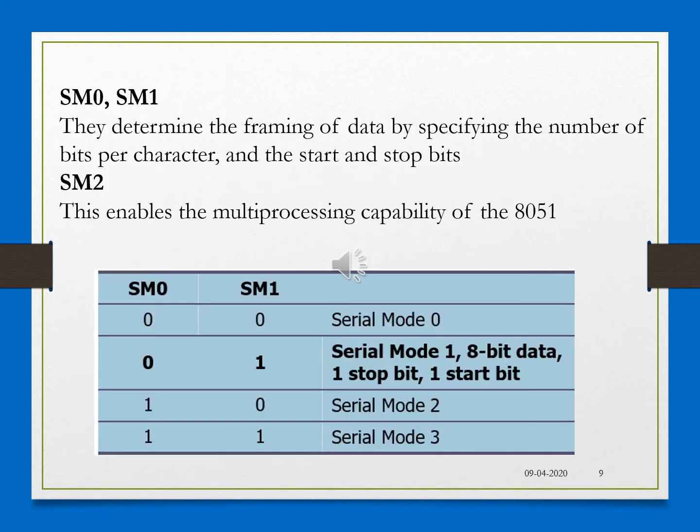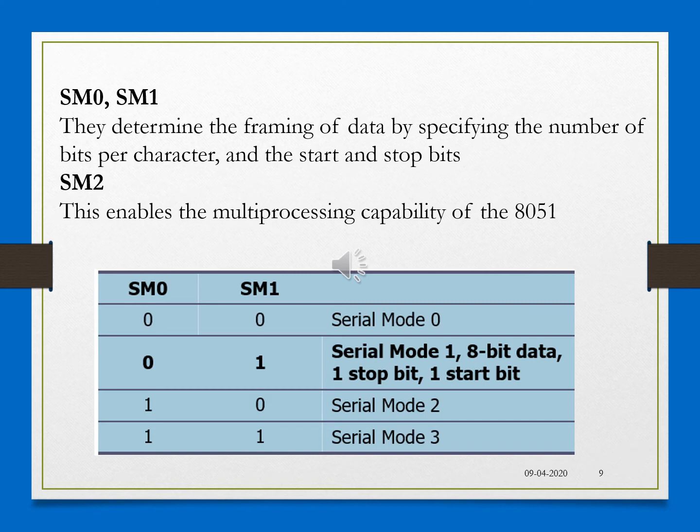Okay, so the SM2 bit is the D5 bit of the SCON register. This bit is enabled to indicate that multiprocessing capability is enabled. So it is not used here. It is not widely used, so we will restrict our explanation here. In our understanding, SM2 has to be 0 since we are not using the 8051 in a multiprocessing environment.